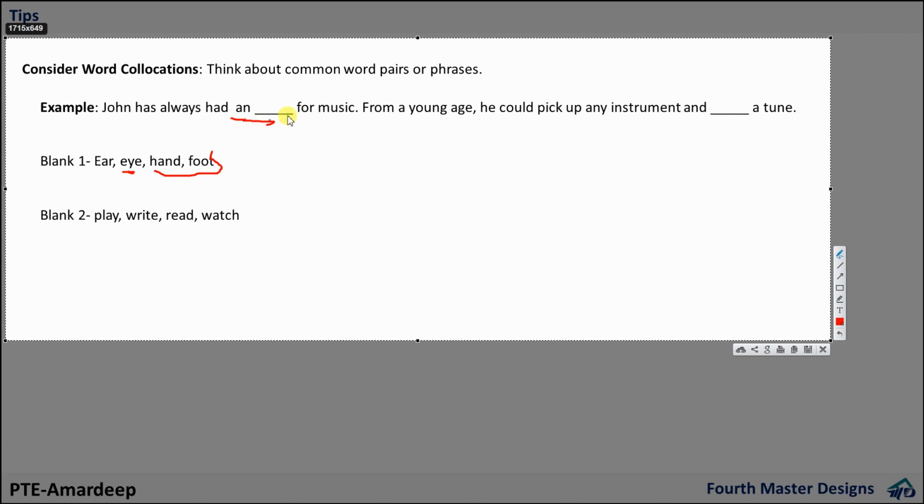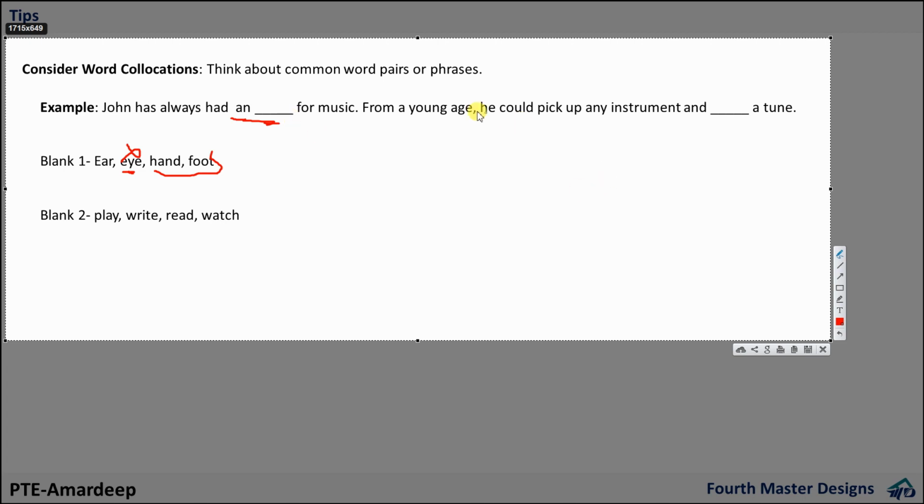But now you go through the whole sentence. An eye for music. For music, you need ear. Okay, so eye can be eliminated. If you go with ear, an ear for music, it generally means what? It means your skill, you are so skilled, like you can just listen and do something like that.